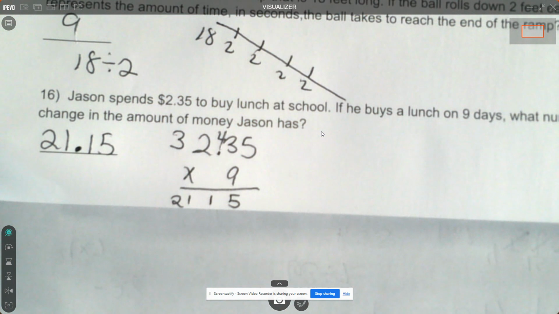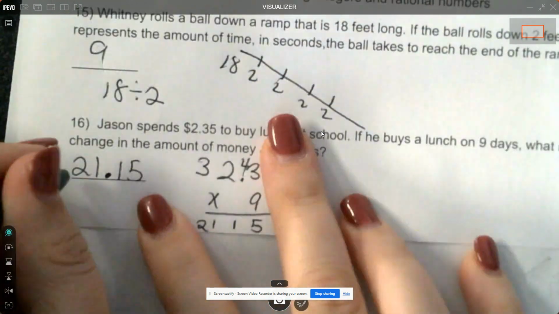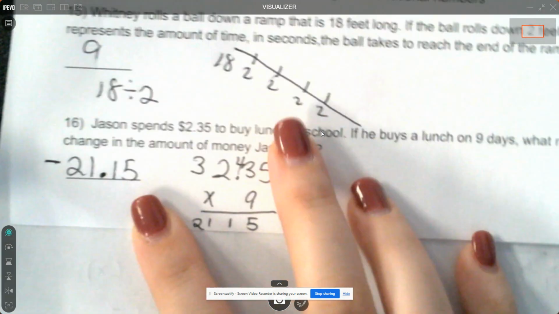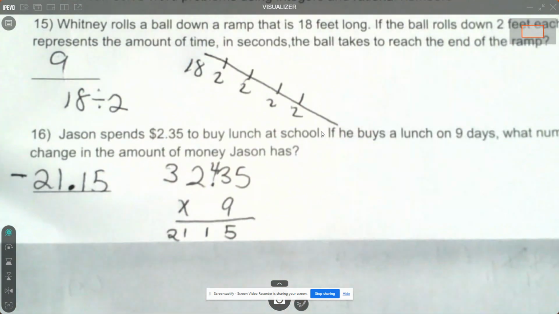Now, the question said, what is the change in the amount that Jason has? So if Jason pays $21, is that going to be positive or negative for the money that he has? It's going to be negative. So my answer is actually going to be negative. Because it's not asking how much money he spent. It's asking what happens to his bank account. And his bank account goes down, so it's negative.